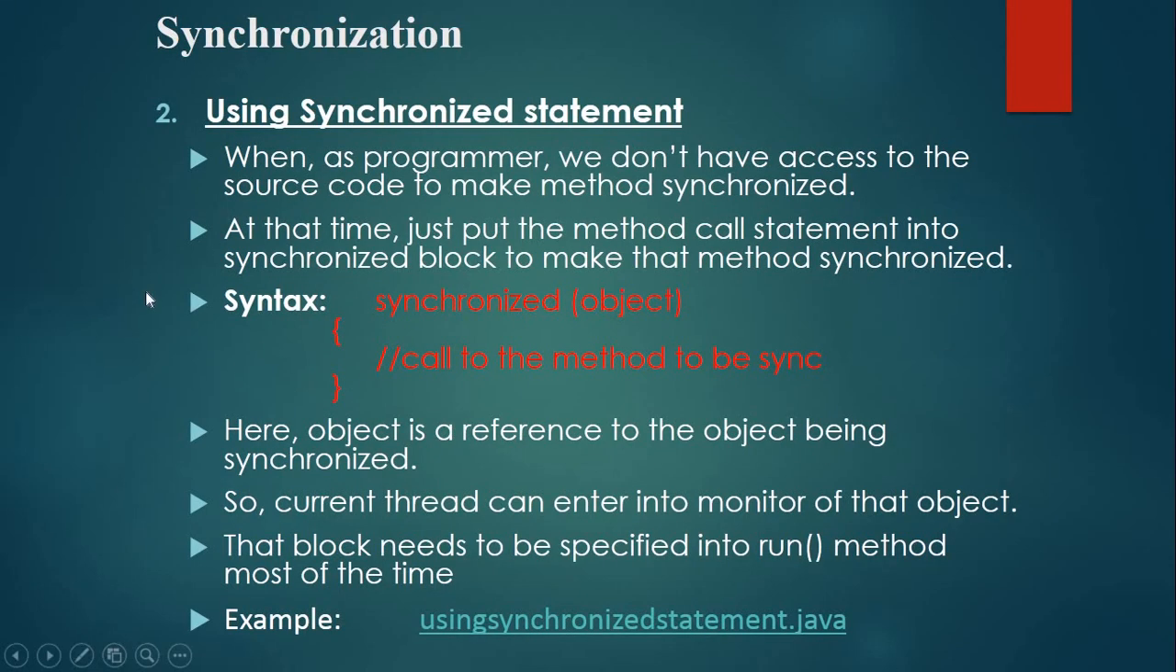If we talk about the second method, that is using a synchronized statement. When as a programmer we don't have access to the resource code to make the method synchronized, at that time just put the method call statement into a synchronized block to make that method synchronized. We just have to put our calling statement into this synchronized block. Here object is a reference to the object being synchronized, so the current thread can enter the monitor of the object. That block needs to be specified in the run method most of the time.